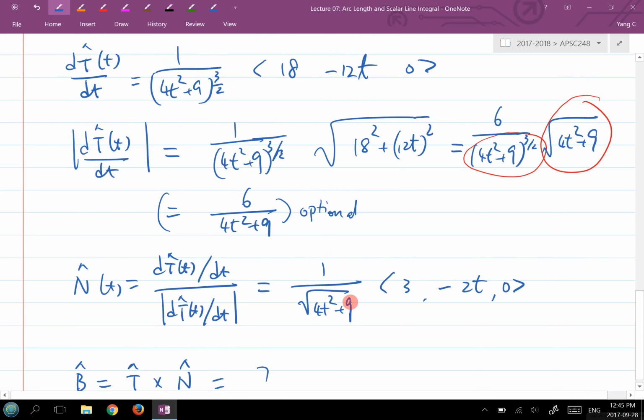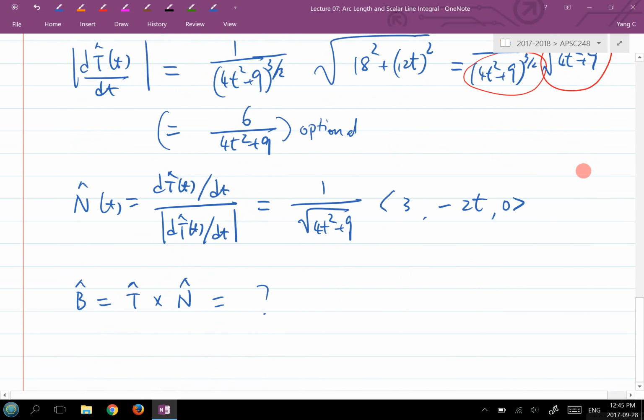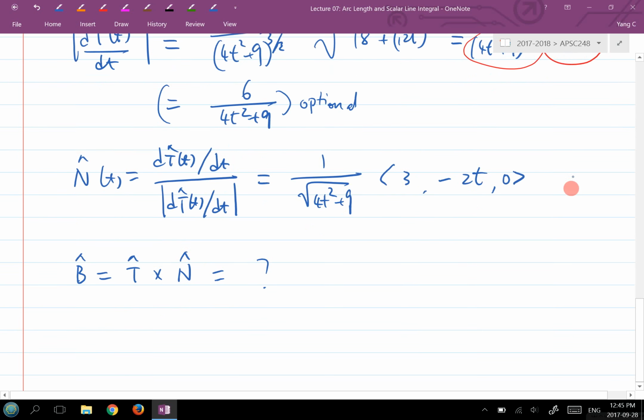I do have a Maple file. I'll post it on the Blackboard on Connect. I use the software to calculate what the t hat, n hat, and b hat are, so you can verify yours with the software solution. It's a very standard process for calculating the unit tangent, unit normal, and binormal vector. Really nothing too sophisticated here.